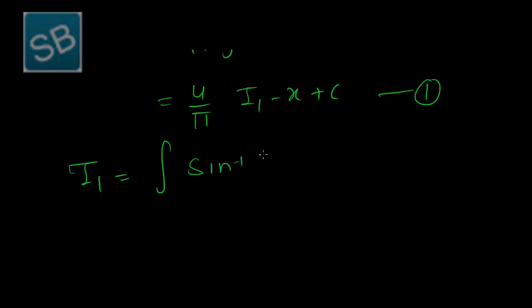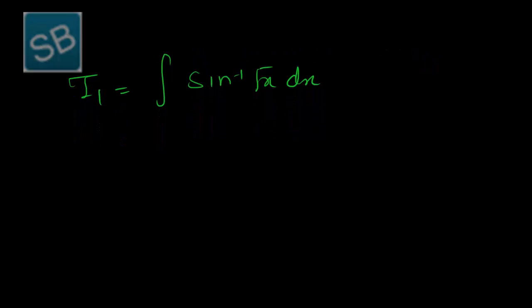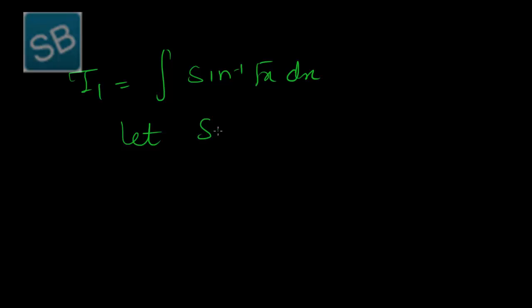We name it as I1 minus x plus c, equation 1. So I1 is integral sin inverse under root x dx. I am opting for this method because you can learn another way to find the integration of an inverse trigonometric function. So let sin inverse under root x be equal to theta. So we get under root x is equal to sine theta.